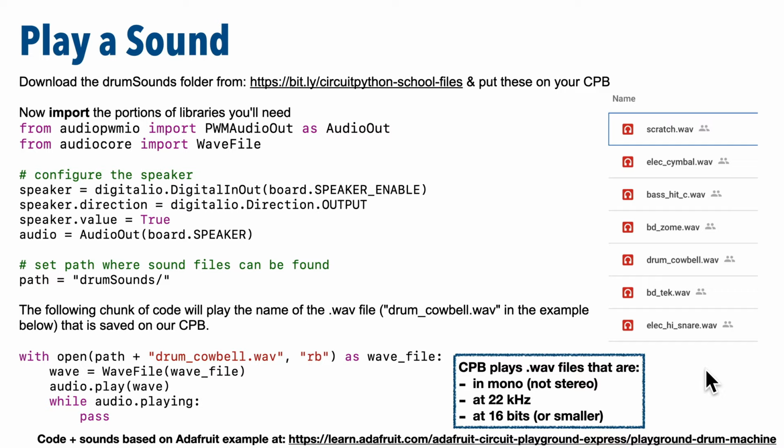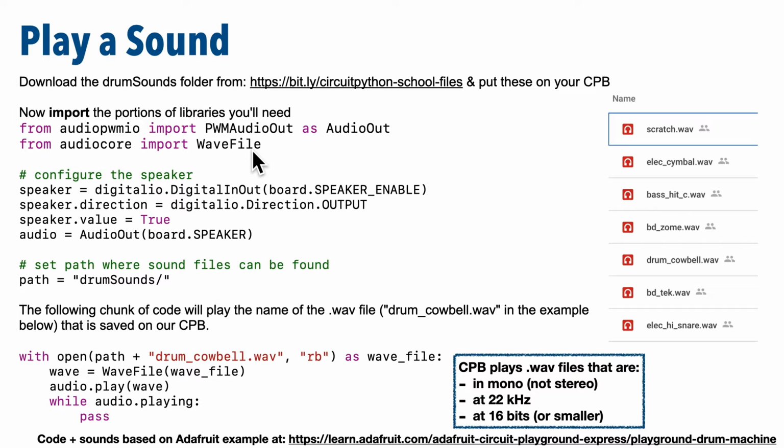Now back to the code that we need to write. First, we need to import libraries that will extend the CircuitPython language so that we can work with audio. To do that, we'll use these two lines here. From audio PWMIO, import PWMAudioOut as AudioOut. You want to make sure that you've got the capitalizations exactly as you see it here. And then underneath that, from audio core, import WAV file. Again, pay attention to capitalization.